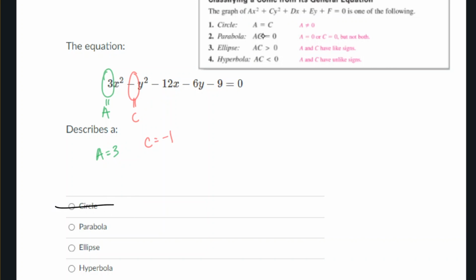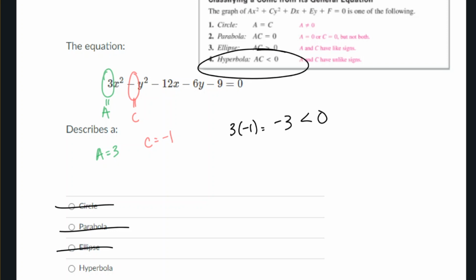Okay, next it says multiply a and c. Well, okay, that's 3 times negative 1. I get negative 3. That's not equal to 0, so it's not a parabola. It is less than 0, so we're not an ellipse, which is supposed to be positive. It's less than 0, which means I have a hyperbola.